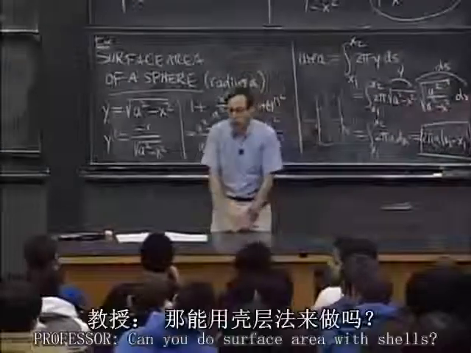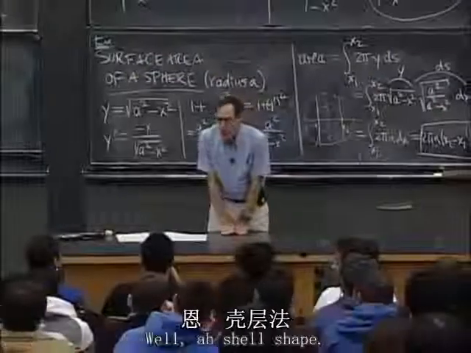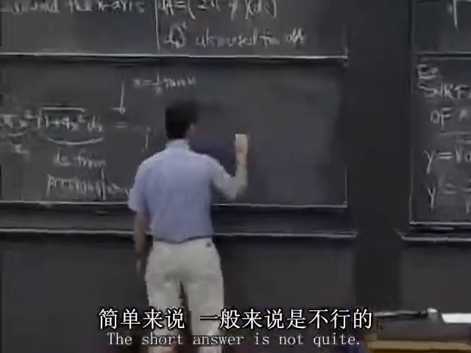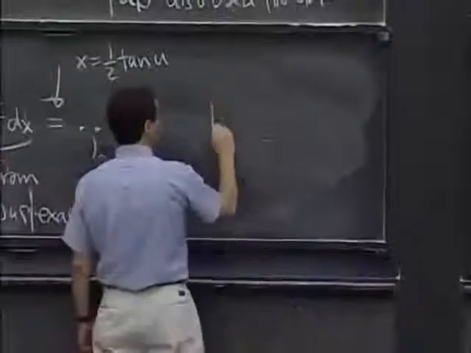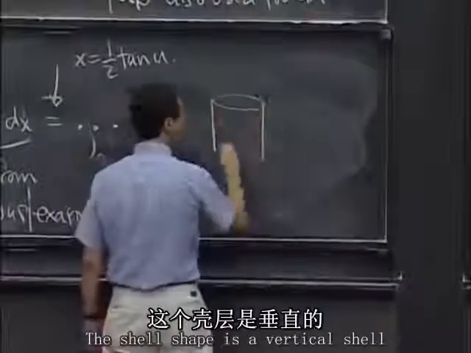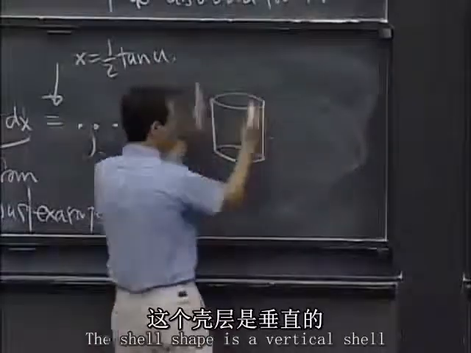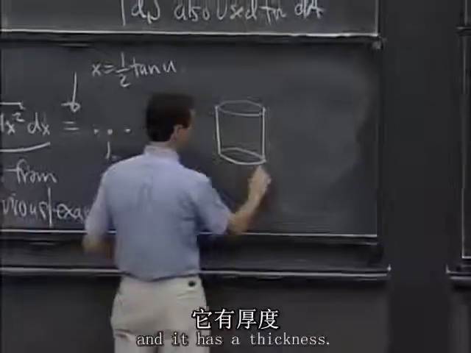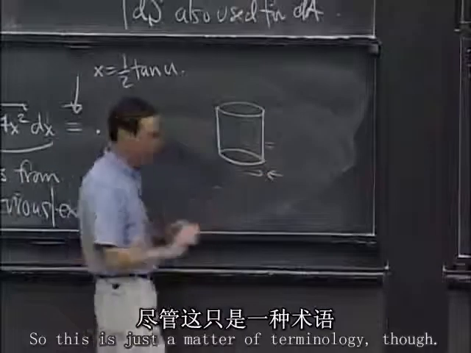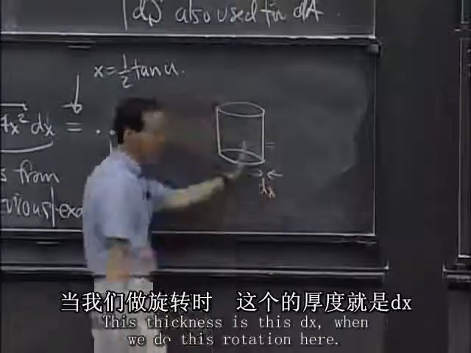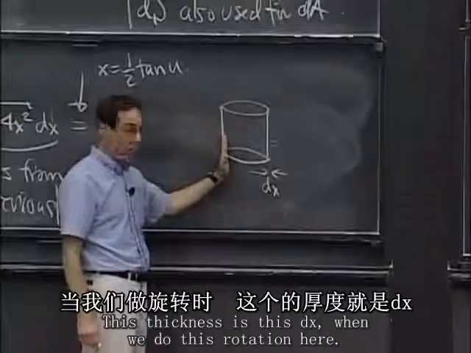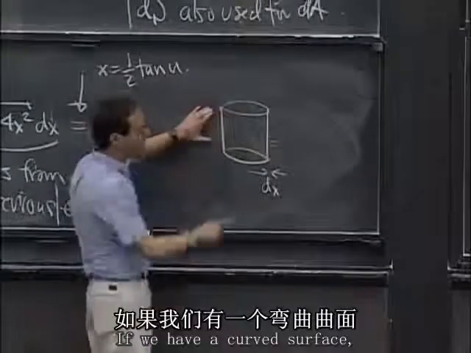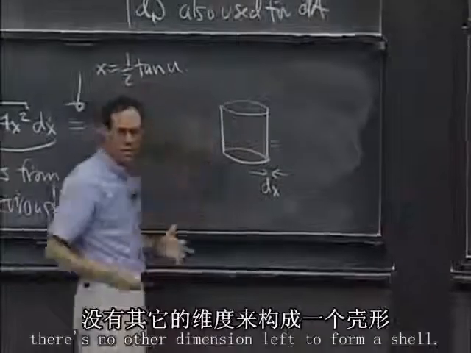Can you do surface area with shells? Well, the short answer is not quite. The shell shape is a vertical shell, which is itself already three-dimensional and it has a thickness. So this is just a matter of terminology, though. This thickness is this dx when we do this rotation here. And then there are two other dimensions. If we have a curved surface, there's no other dimension left to form a shell.